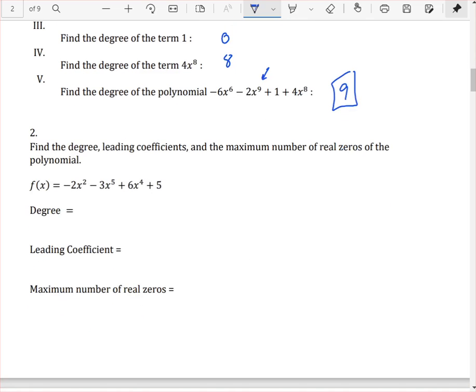Find the degree, the leading coefficient, and the maximum number of real zeros. So the degree is the highest power. So in this case, it would be the 5. The leading coefficient is that number next to it. So it would be -3. If it has a minus next to the number, do carry it down. The maximum number of zeros is always the same as the degree.